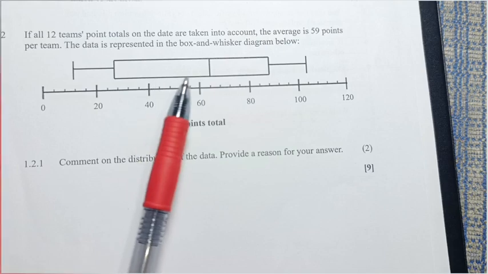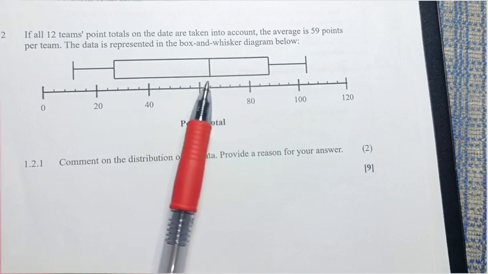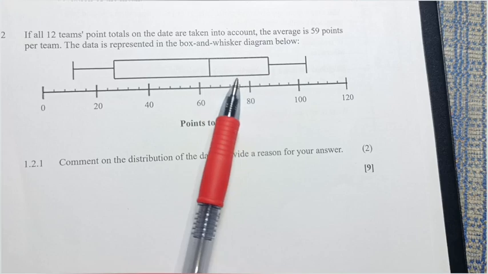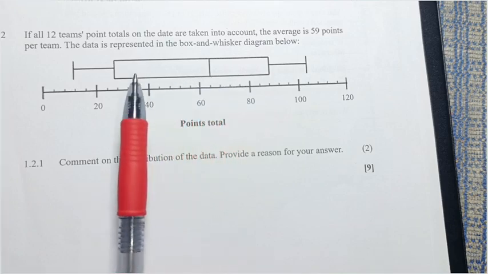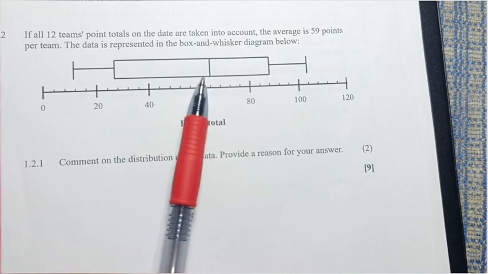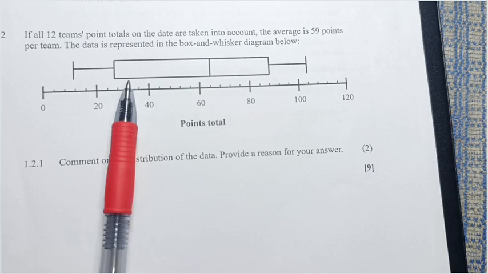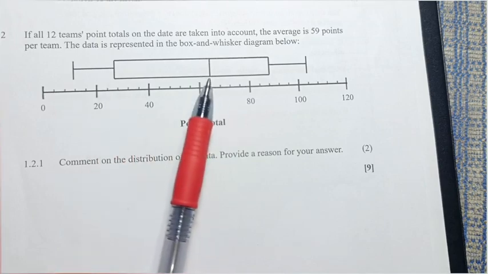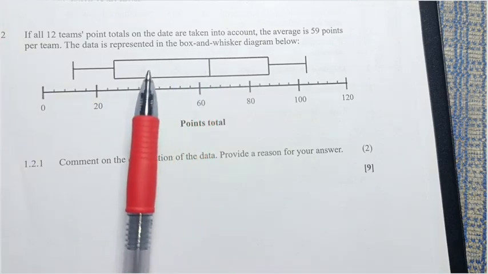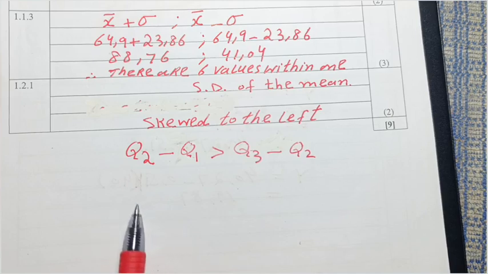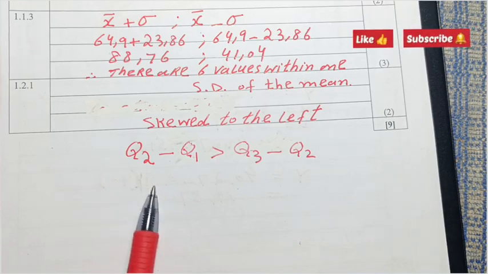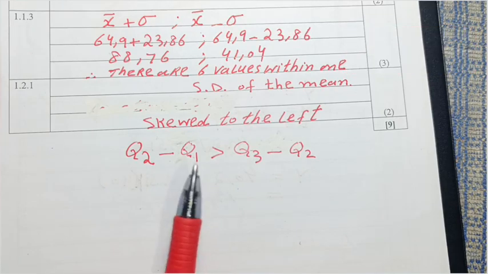If you can't remember it this way, you can look at it this way as well. If Q2 is near Q3, then we say the data is negatively skewed to the left. But if you see Q2 near Q1, then we say the data is positively skewed to the right. In this case, Q2 is near Q3, so the data is skewed to the left, negatively. This is my final answer. You have to write in mathematical language. This is statistics: Q2 minus Q1 greater than Q3 minus Q2.